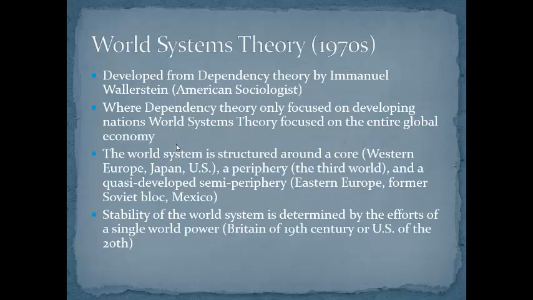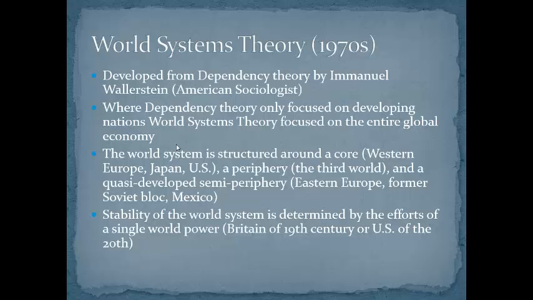Now, the final categorization system that we're going to talk about today is called world systems theory. Now, this was developed in the 1970s, and it comes out of dependency theory. And it's actually developed by an American sociologist. Now, where dependency theory only focused on developing nations, world systems theory tried to look at this in terms of the entire global economy. And it really emphasized the role of big powers, of superpowers in the world economy. And it split the world into a core and a periphery.